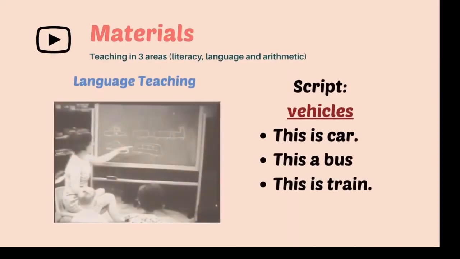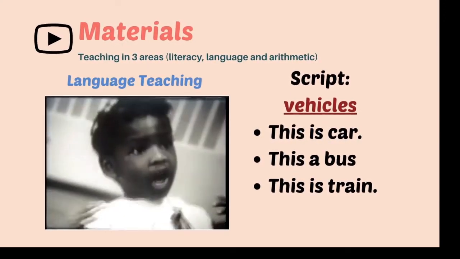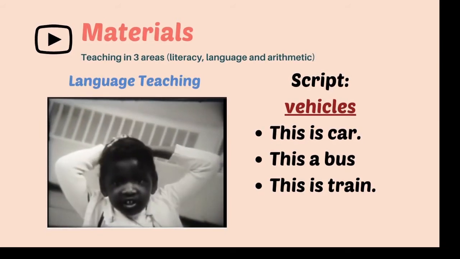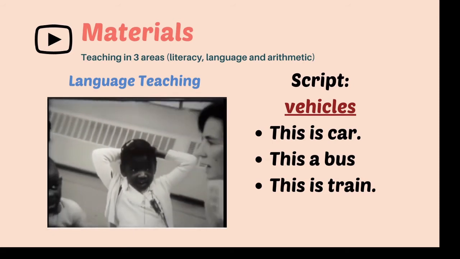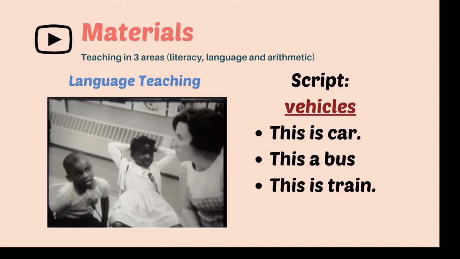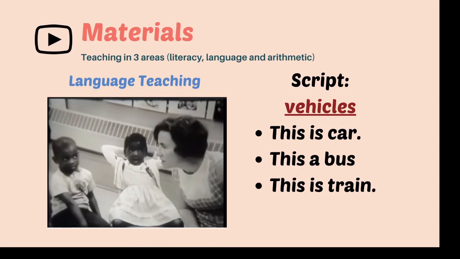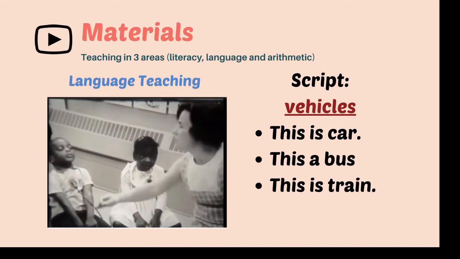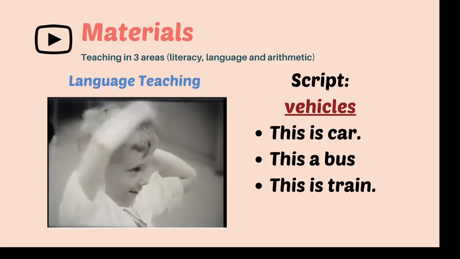A car, this is a car, this is a bus, this is a train. Let's all say that. This is a car, this is a bus, this is a train. And all of these things take you places, and they are vehicles. Vehicles take you places. Let's all say that word. Vehicles. Let's hear you say it, Jeff. Vehicle, please. Vehicle. Oh, that's good talking.